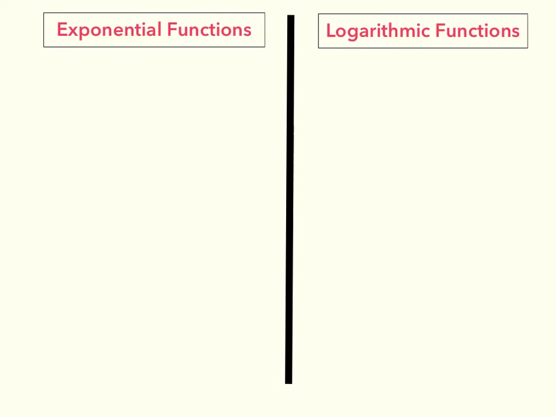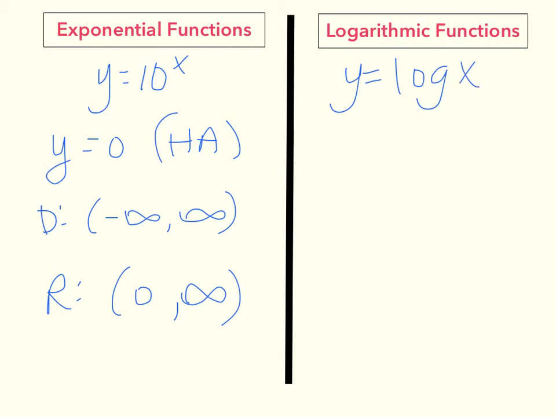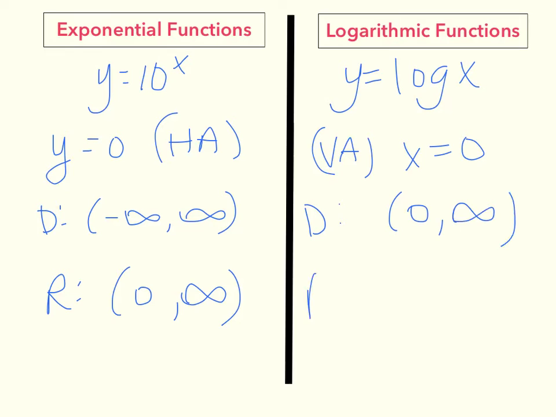To summarize that really quickly, your exponential function has a horizontal asymptote at y equals 0. Its domain is all real numbers, or negative infinity to positive infinity, and the range is 0 to infinity. Don't forget that that's a parenthesis and not a bracket around that 0. Whereas your logarithmic function has a vertical asymptote at x equals 0. Your domain is 0 to infinity with that parenthesis, and your range is all real numbers, or negative infinity to positive infinity.